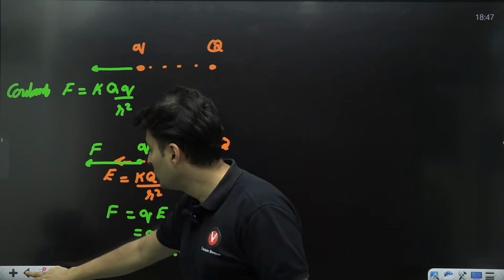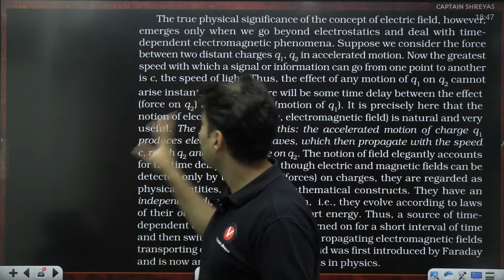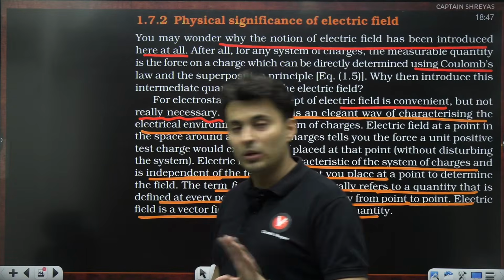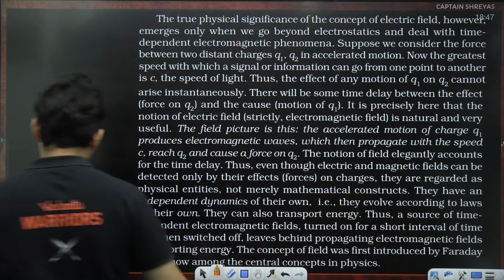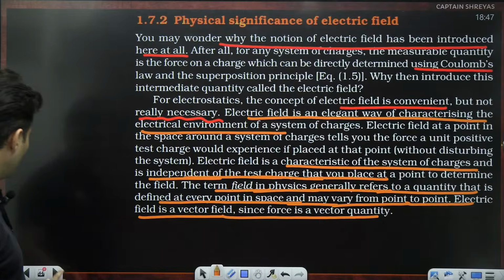So these two paragraphs, my dear warriors, are a complete waste. Don't worry about it. Just go through the few lines which I have marked.